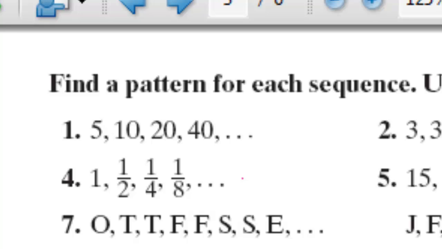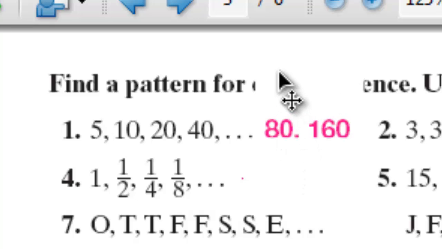Well, it looks like if I take 5 and multiply by 2, that gives me my 10. Then if I multiply that by 2, that gives me my 20. If I multiply that by 2, that gives me my 40. So it seems like the pattern is if I multiply each number by 2, that gives me the next number. So 40 times 2 would be 80. So my conjecture is 80. And then it says the next two terms, so I have to do the next one after that. 2 times 80 would be 160. So my conjecture would be 80 and 160. I go ahead and check, and that is indeed the answer.